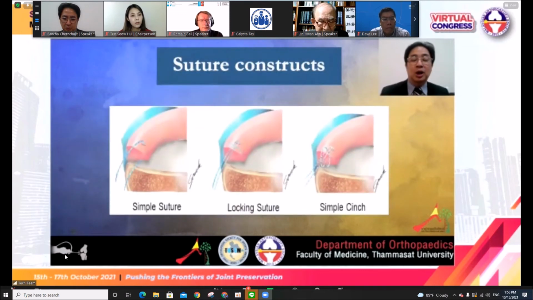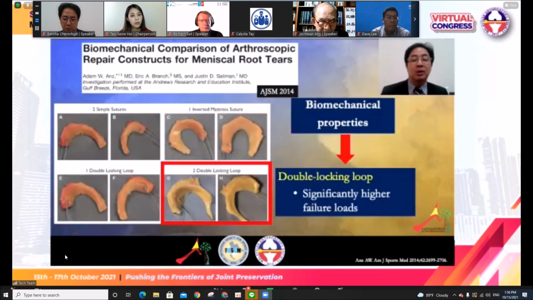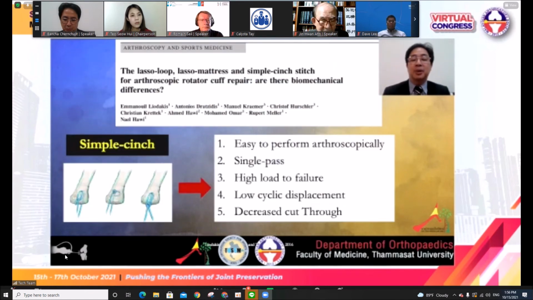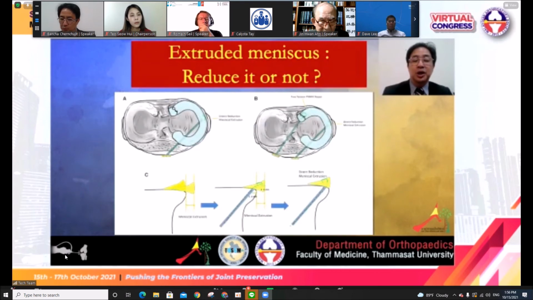How about the suture construct? Biomechanical testing proved that the double locking loop is the strongest, and the same result was found in this article. Another interesting stitch is a simple cinch stitch: single pass, high load to failure, low cyclic displacement, and decreased cut through. The meniscus extrusion, do we need to reduce it or not?